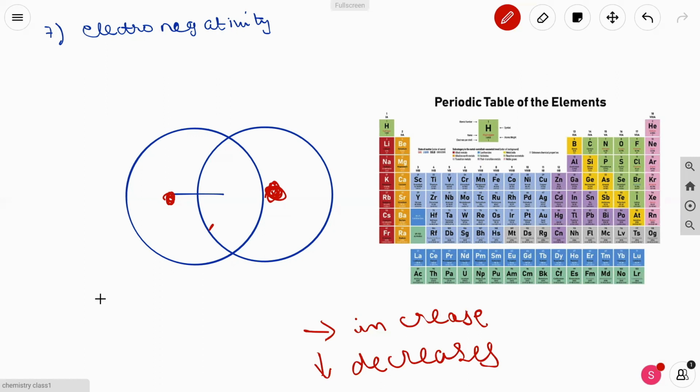One more thing: the most electronegative element is not chlorine, but fluorine, F. That is the highest electronegativity, and the lowest electronegativity is cesium.